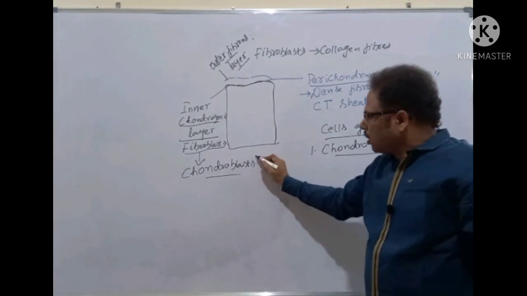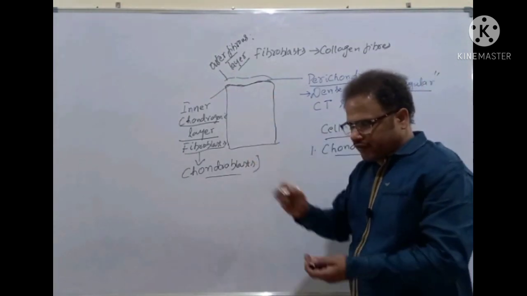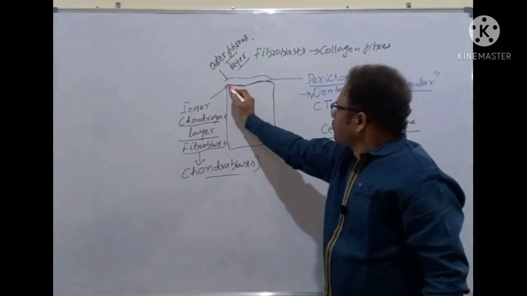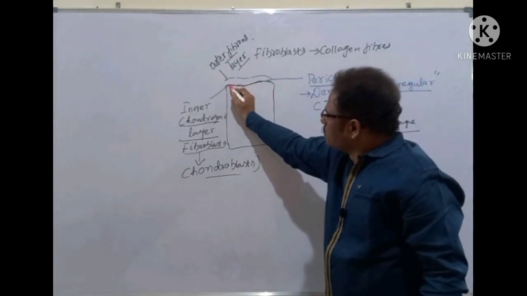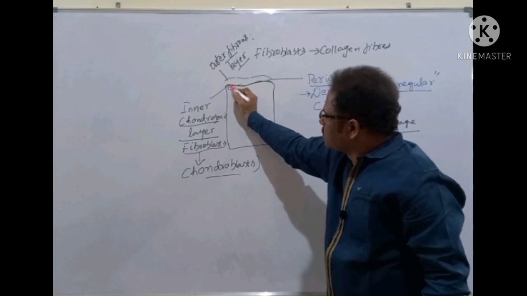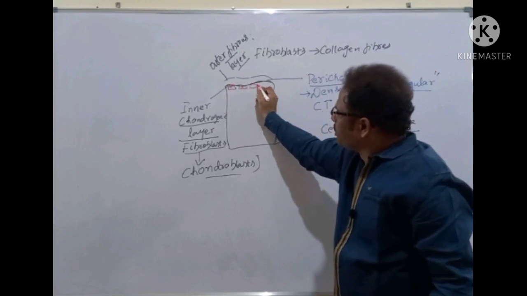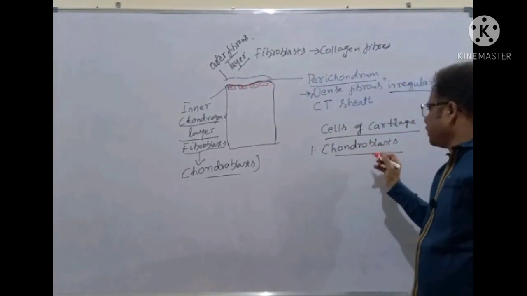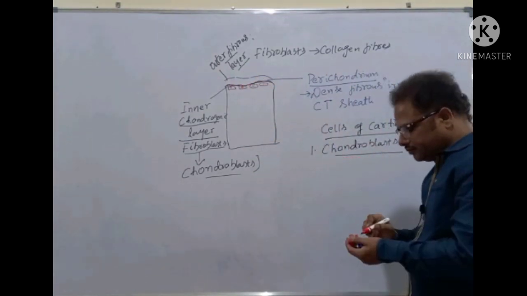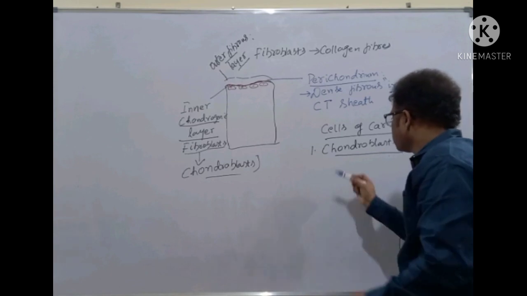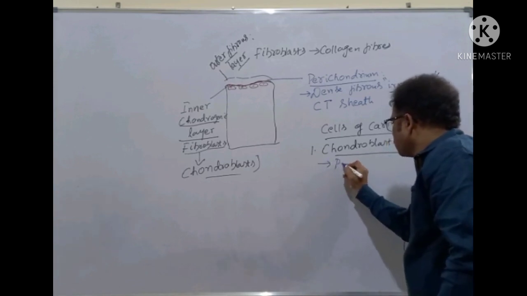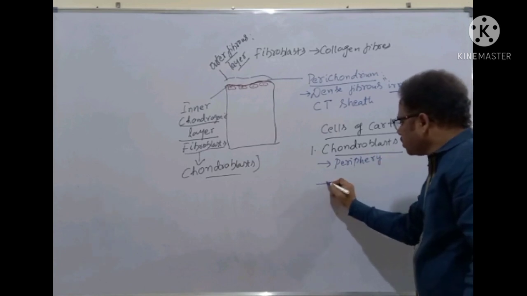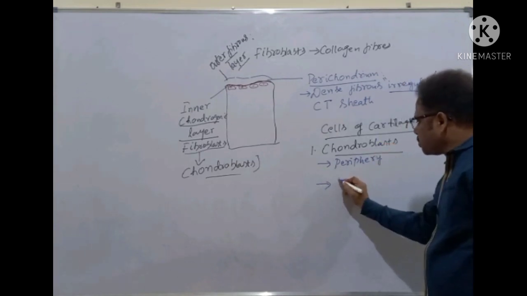Once secreted, the chondroblasts are present in the periphery. This is the peripheral region of the cartilage, that is, the outer region of the cartilage. So they are present in the periphery of the cartilage. Number two, they are the immature cells.